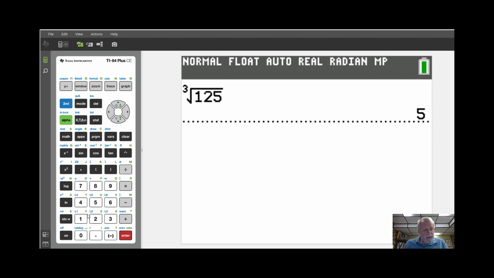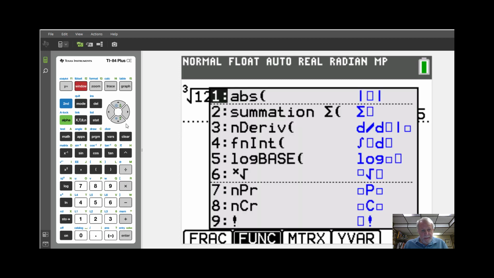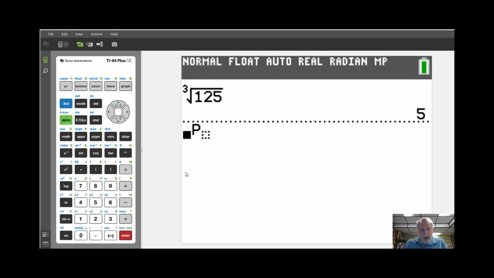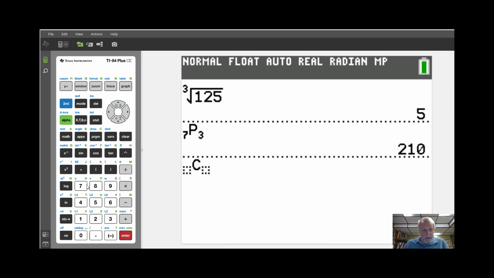Permutations and combinations, that would be under alpha window number 7. It comes up and it's waiting for the number of permutations, let's say, of 7 items taken 3 at a time, as opposed to the number of combinations, alpha window number 8, of 7 items taken 3 at a time. And you can talk about their differences and so on.